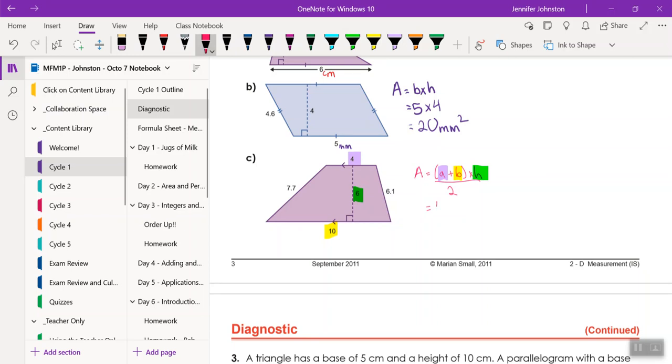All right, so let's go ahead and fill those in. So we have 4 plus 10 in brackets times 6 divided by 2. And 4 plus 10 is 14 times 6 divided by 2. Let's go ahead and use our calculator, or if you know 14 times 6, then type it in. 14 times 6 gives us 84. And 84 divided by 2 gives us 42.